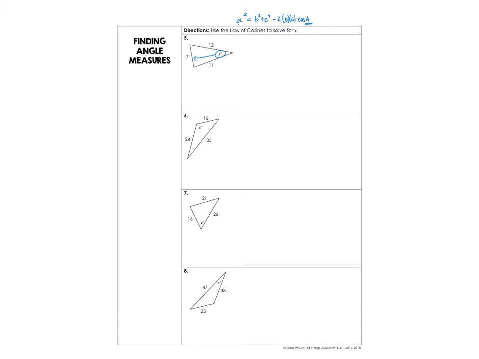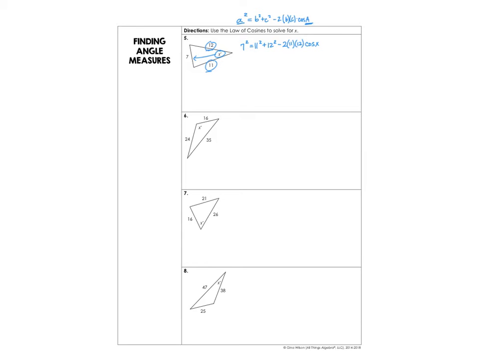That's the beginning. Okay, so 7 squared equals, then we use our other two sides, 11 squared plus 12 squared minus 2, use those sides again, times 11 times 12 times the cosine of x, which is what we don't know.